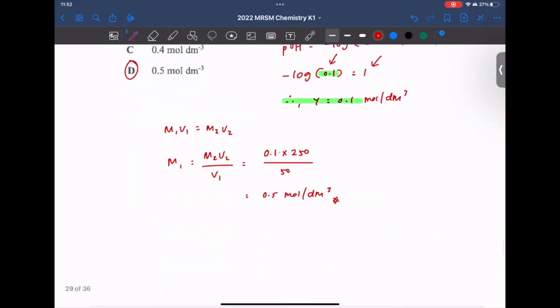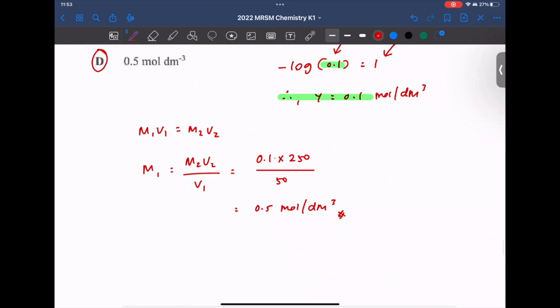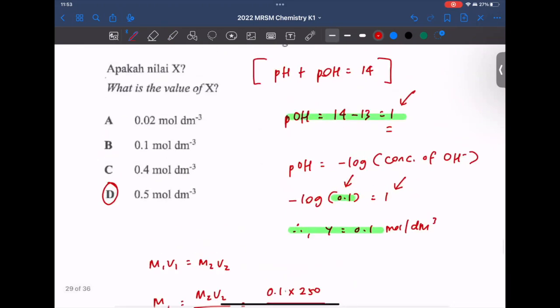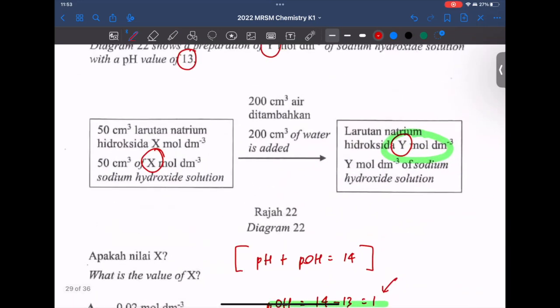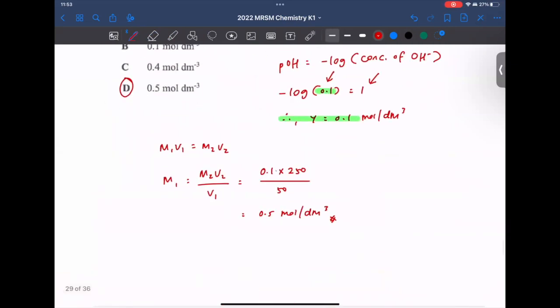So M1, which is the answer that we want, is M2V2 divided by V1. The volume of the solution after dilution is very tricky: 50 plus 200. Most people don't read the question properly. They will just say, oh, I have 200 means 200. No, it's 50 cm cube plus another 200, so it's 250 in total. Because it says added 200, the total volume is 250.